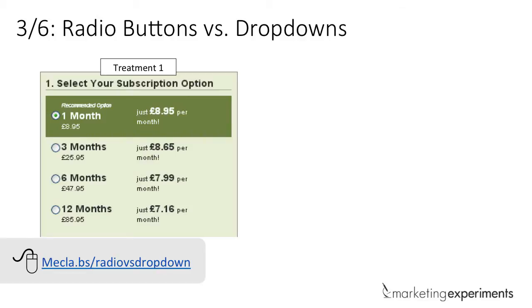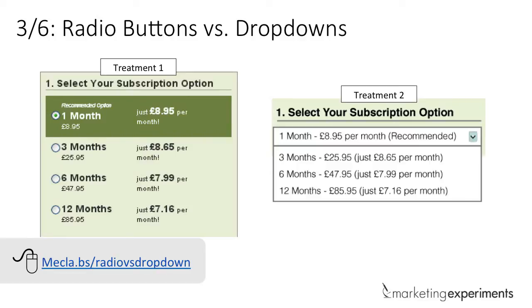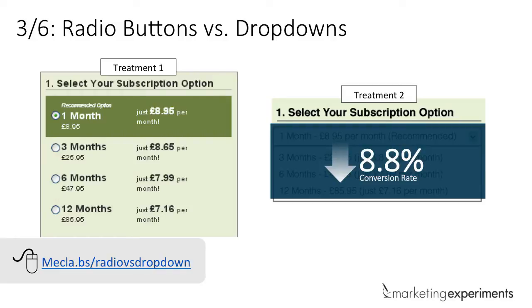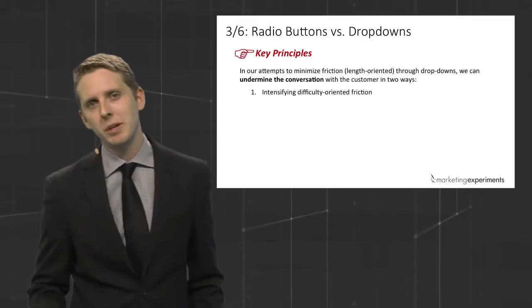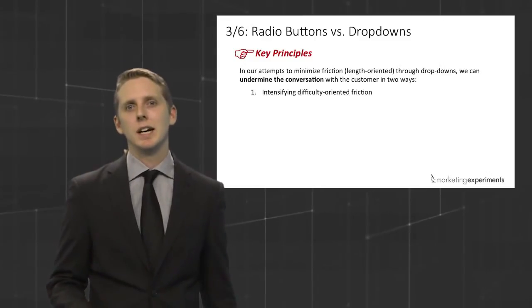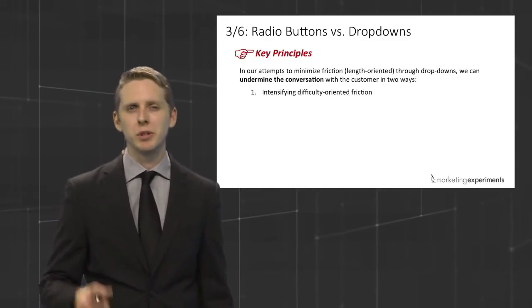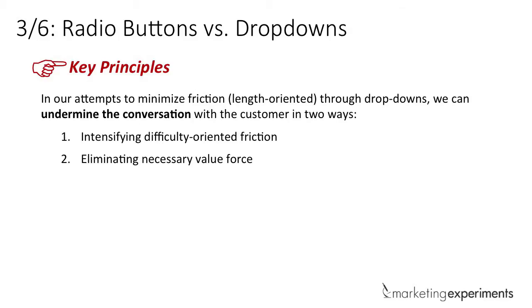Here's another experiment we looked at. This was in March, radio buttons versus drop-downs. In this experiment, we saw that making it a drop-down, which in some sense arguably reduces friction, decreased conversion by 8%, by 9% if you round it up. And here's the principle. In our attempts to minimize friction through drop-downs, we actually undermine the conversion rate in potentially 2 different ways. Number 1, we may have actually intensified the difficulty-oriented friction. So yeah, maybe we shortened the length, but we intensified the difficulty of having to go through and look and sort and sift. We also eliminated necessary communication of the value.